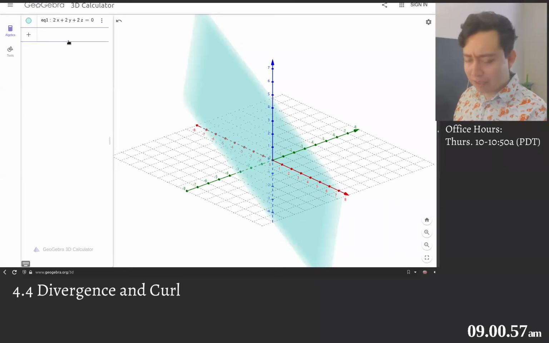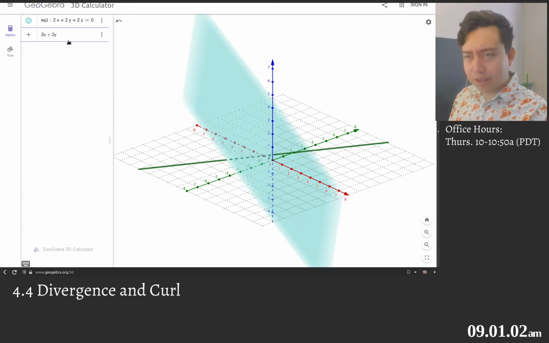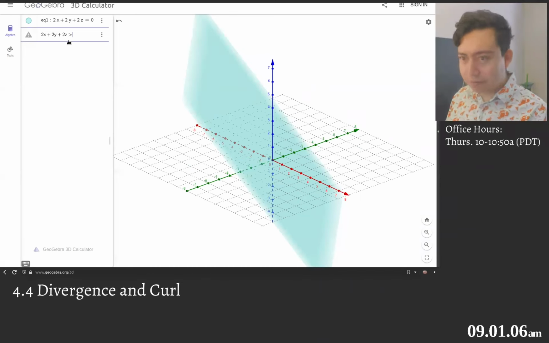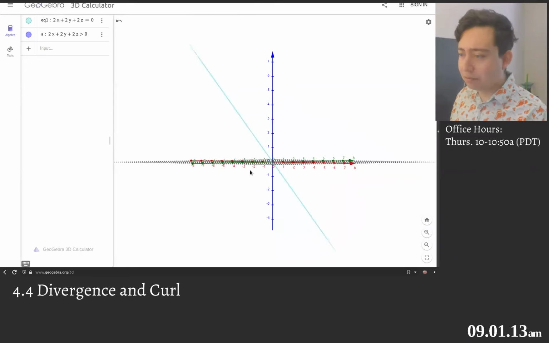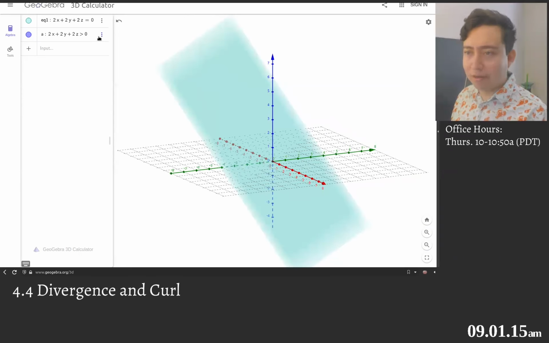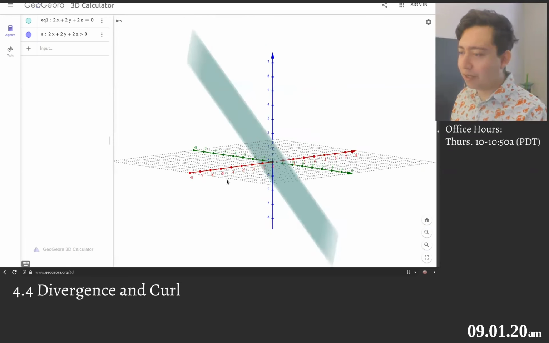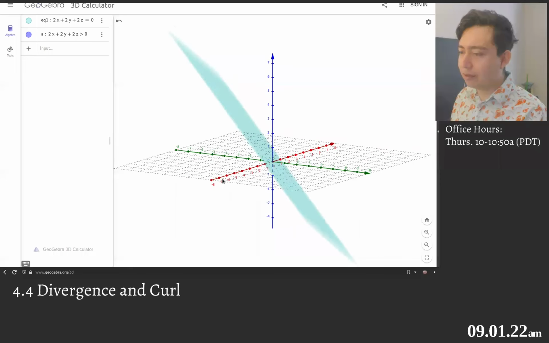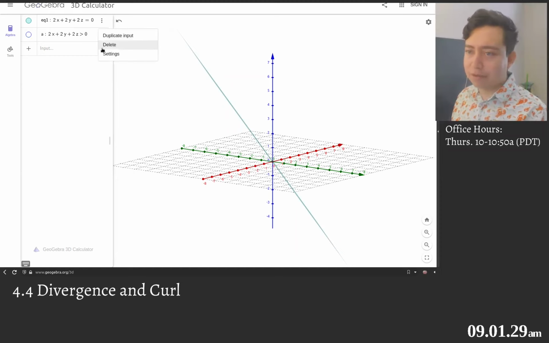I don't know if this lets me do inequalities. It might be kind of hard to see if I do greater than 0. Yeah, it can't really draw that on the graph. It would just be like all of this space up here. So if I went at that perfect angle again, you can't really see it, so there's no use having that.